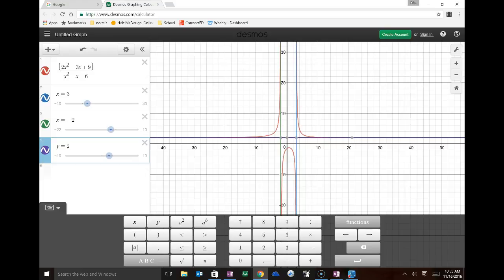Yes. Good question. Brady said, are there two horizontal asymptotes? Can there be two horizontal asymptotes? There actually can be two horizontal asymptotes. We probably will not touch on those scenarios because they occur when you deal with square roots, where you have plus or minus things going on. But there are not two horizontal asymptotes in this case. There is only one.